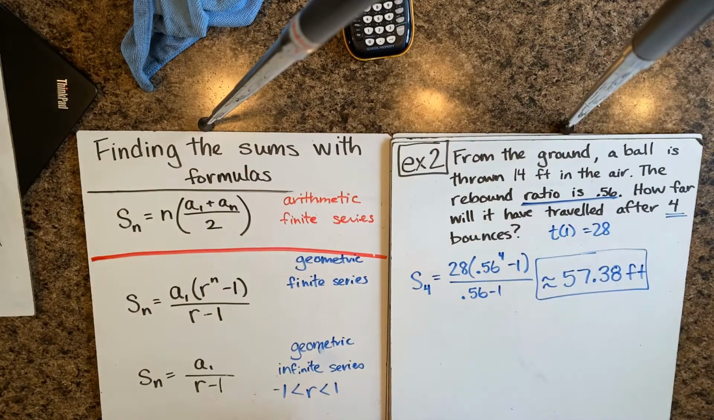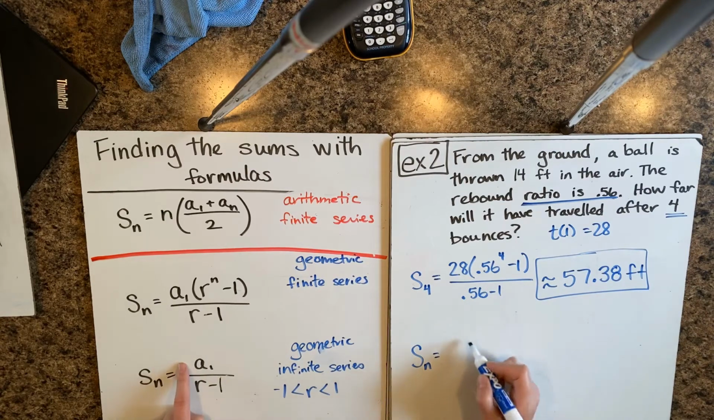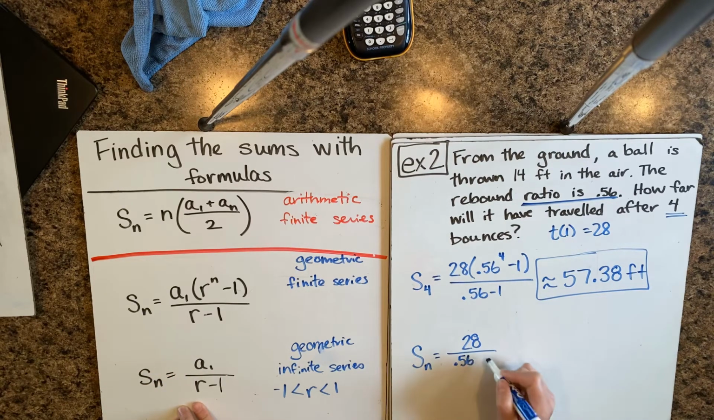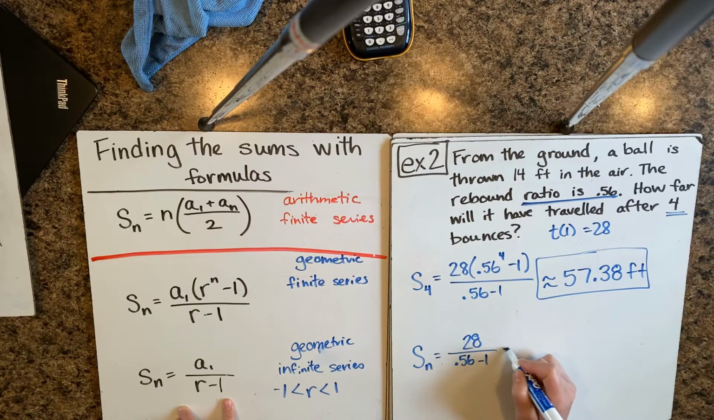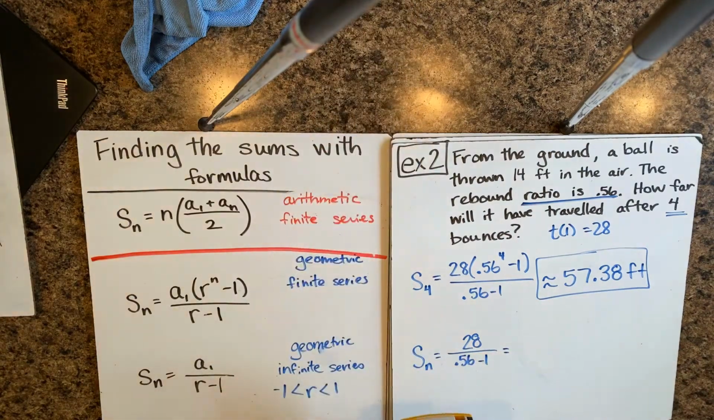Now, this is another good example of when we would actually want to potentially use this formula, only if I said, hey, let's let the ball bounce forever. How far is it going to actually travel? So the sum, when it's bouncing forever and ever and ever, I don't care about 4 bounces, it just keeps going, is again, the first term, which is 28 feet, again, up 14, down 14, that's where we get the 28, our rebound ratio 0.56, and minus 1. Okay, so let's see what happens when we do this.